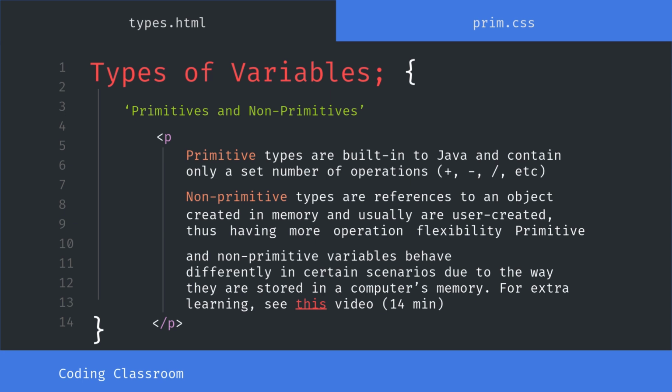Examples of primitive types: int for whole numbers like 10 or 95, double for numbers with decimal points like 3.14, boolean for true or false values, char for single characters like 'a' or '@'. Non-primitive types, on the other hand, are references to objects that you create in memory. These variables can be much more complex and can perform a wide range of operations. Examples include strings, arrays, and objects. The main difference between primitive and non-primitive variables is how they behave in memory. Primitive types are fixed, while non-primitive types are flexible and user-defined. We'll dive deeper into non-primitive types in later lessons.